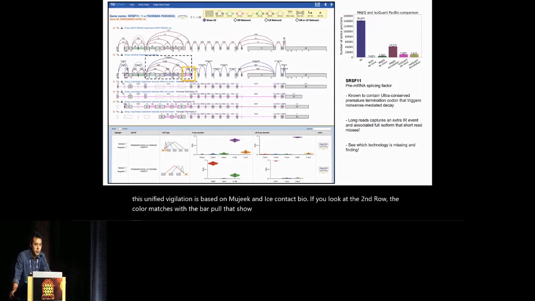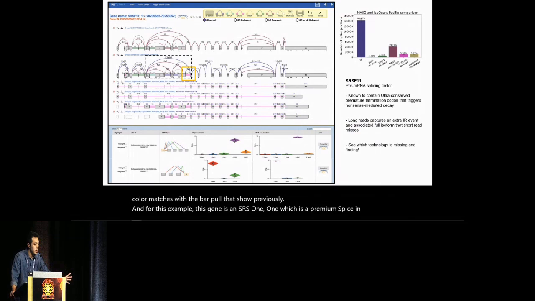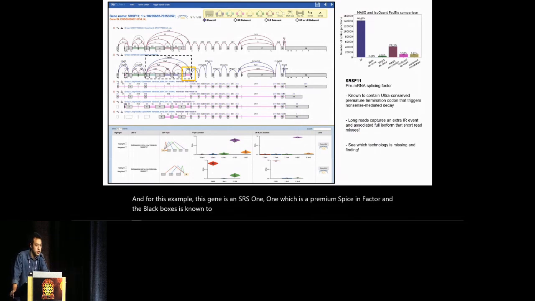For this example, the gene is SRSF11, which is a pre-mRNA splicing factor. The black boxes are known to have an ultra-conserved PTC that can trigger NMD. But if you look at the orange boxes, you can see long read captures an extra intron retention event that short read misses, and it can also find an associated full isoform. So with this unified visualization, you can see which technology is missing and finding, and you can use it based on your own needs.